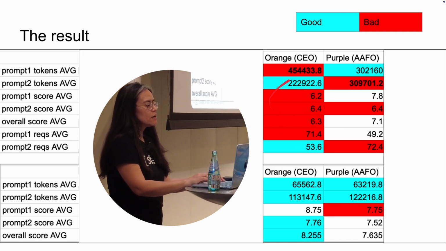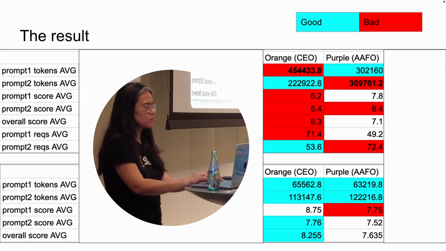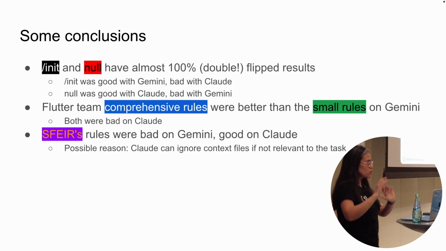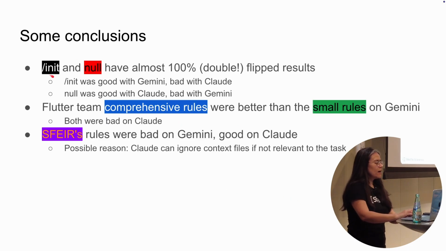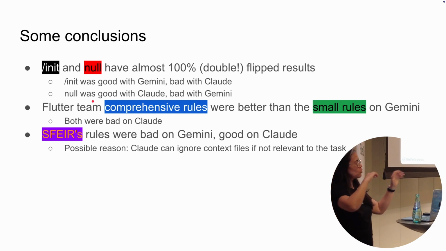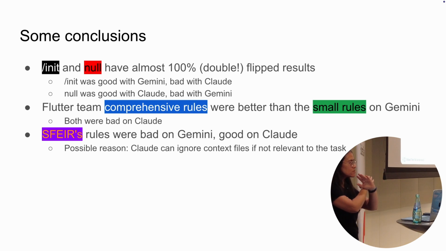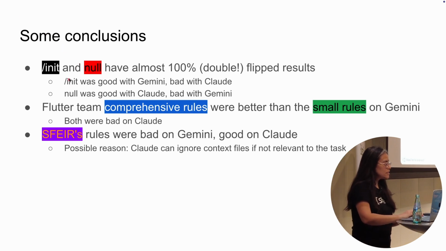These ones were from the director of Sphere, and this one was mine. Basically, they did really bad for Gemini and really good for Claude. This is what you can see: overall red here, overall blue here. So some of the conclusions are that the init version and the no context file version had double flipped results. The init version was really good with Gemini, bad with Claude, and the no version was good at Claude and bad with Gemini.